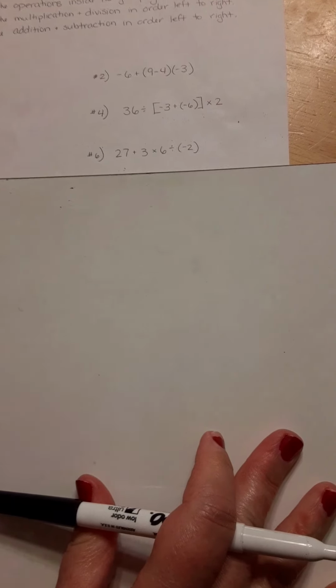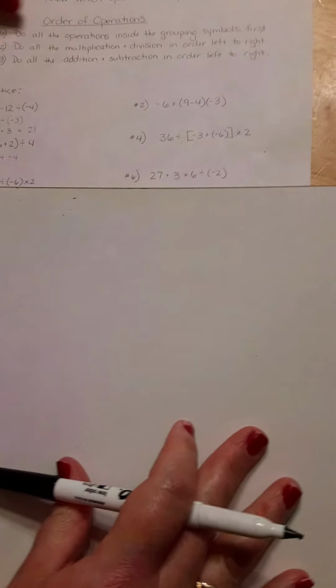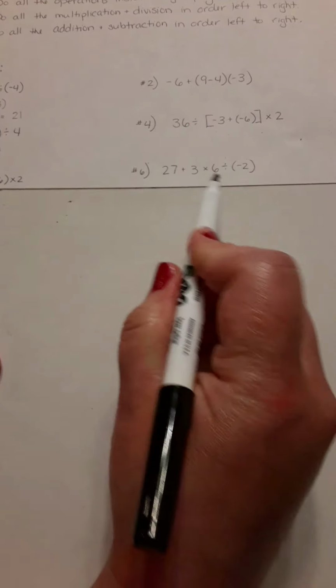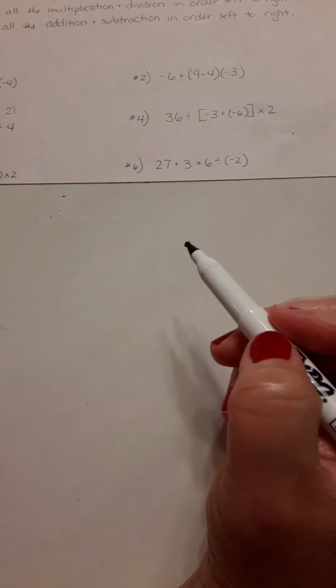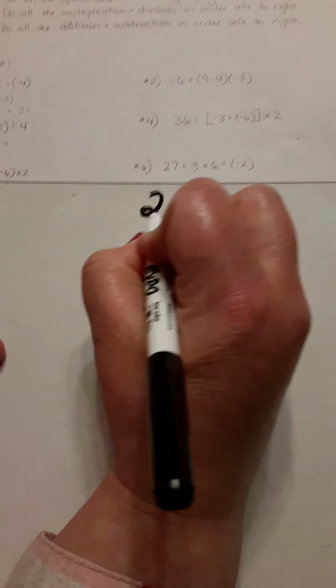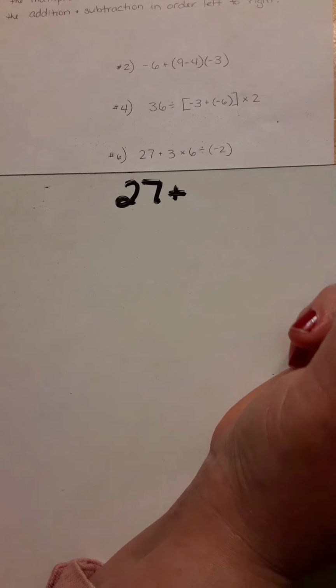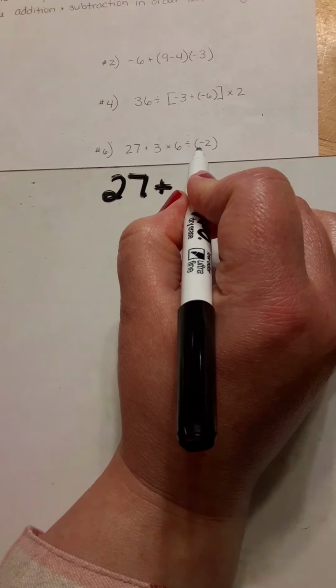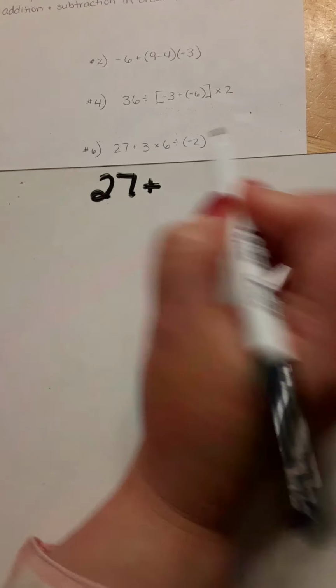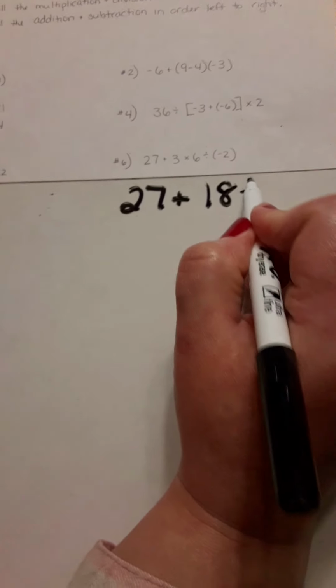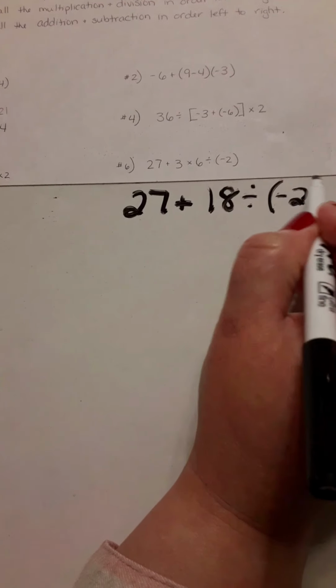Continuing on, let's look at problem number 6. Okay, problem number 6. I have addition, multiplication, and division. So order of operations says this addition has to be last. So now I'm going to do multiplication and then my division because it's from left to right. So 3 times 6 is 18, and then I'll divide it by the negative 2.